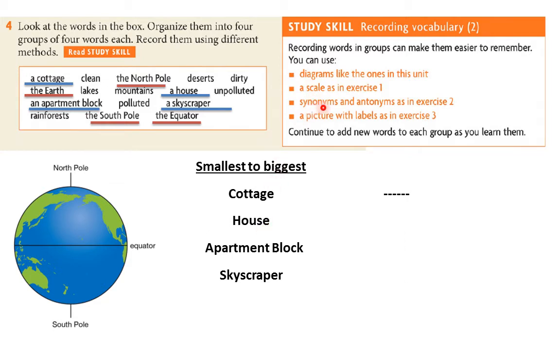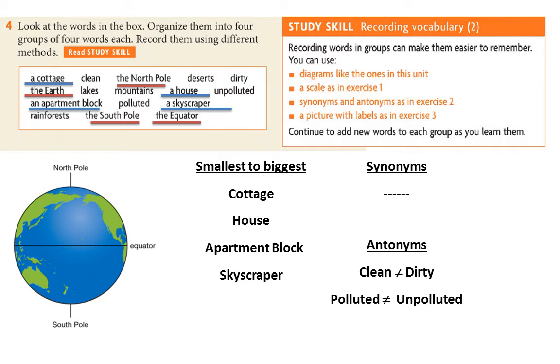Now we can use synonyms and antonyms. Let's start with clean. Is there any word that has the opposite or the same meaning as clean? Yes, we have dirty. So clean and dirty are antonyms. We also have unpolluted and polluted. Polluted and unpolluted are antonyms. But we don't have words that have the same meaning as others, so we don't have synonyms.